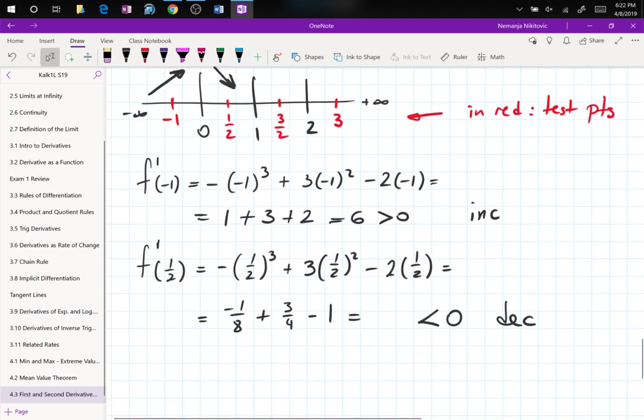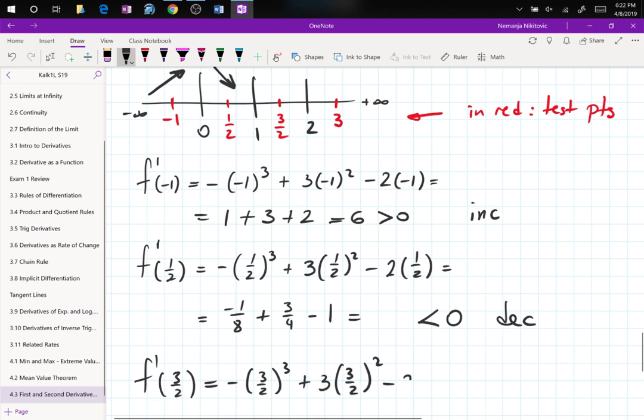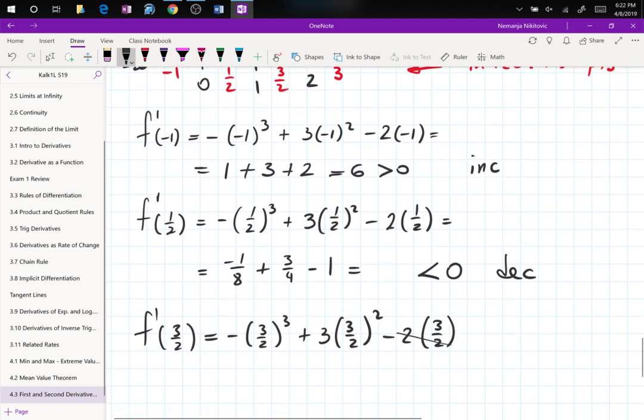The next one is 3/2. F prime of 3/2. So we have negative 3/2 cubed plus 3 times 3/2 squared minus 2 times 3/2. These guys cancel. I have negative 27/8 plus 27/4 and minus 3.